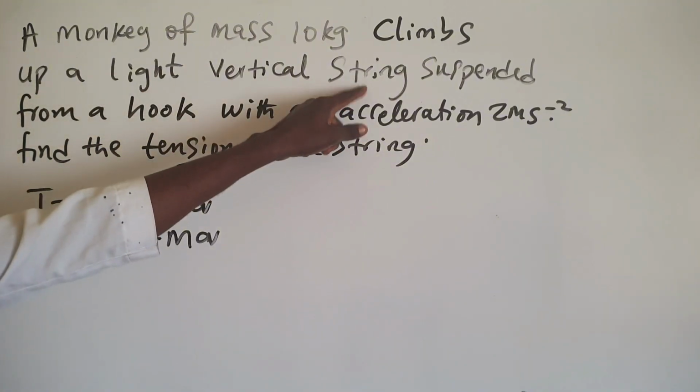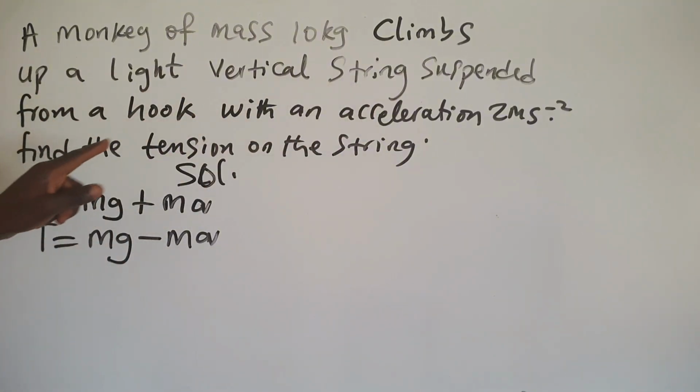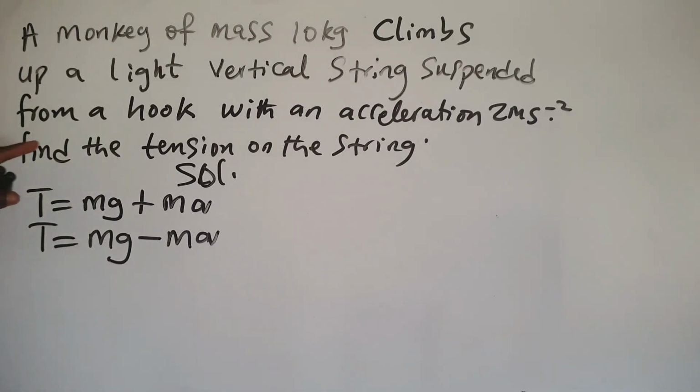So now, this monkey of this mass is climbing upward a string, that is a rope suspended from a hook. That means the monkey is going in the same direction as the tension, since the monkey is climbing upward. So we will use the first formula, because the movement is in the same direction as the tension.